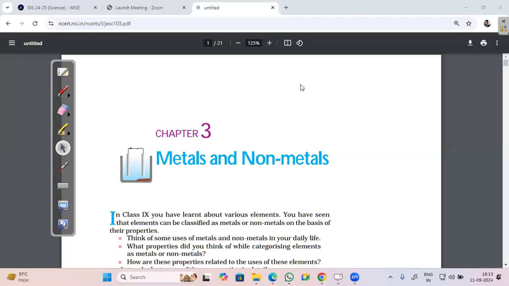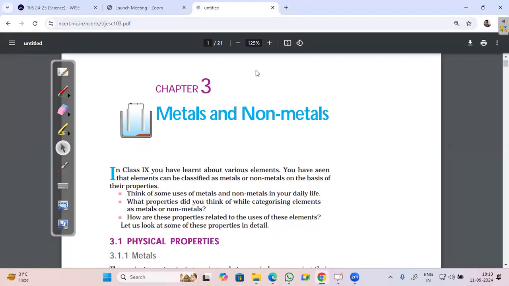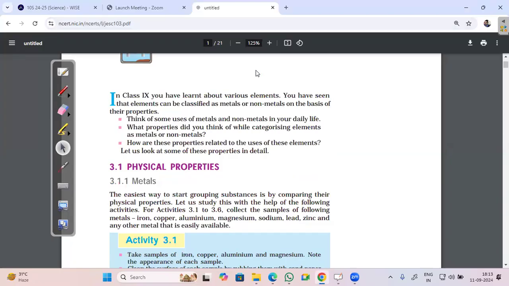Like when I say iron is a metal. Okay. So what is the basis that I say iron is a metal? When I say mercury is a metal, so what's the basis for it that I say it is a metal?